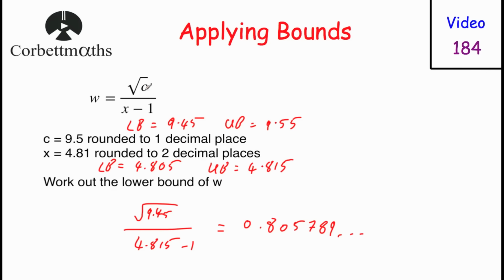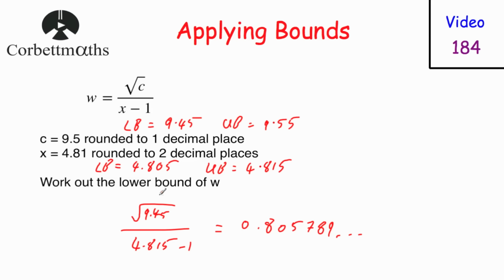So whenever you want to find the lowest possible answer, you would want to do the lowest divided by the biggest. And if you wanted to find the upper bound for w, you would want to do the largest divided by the smallest. So you'd use the upper bound for c and you'd use the lower bound for x.